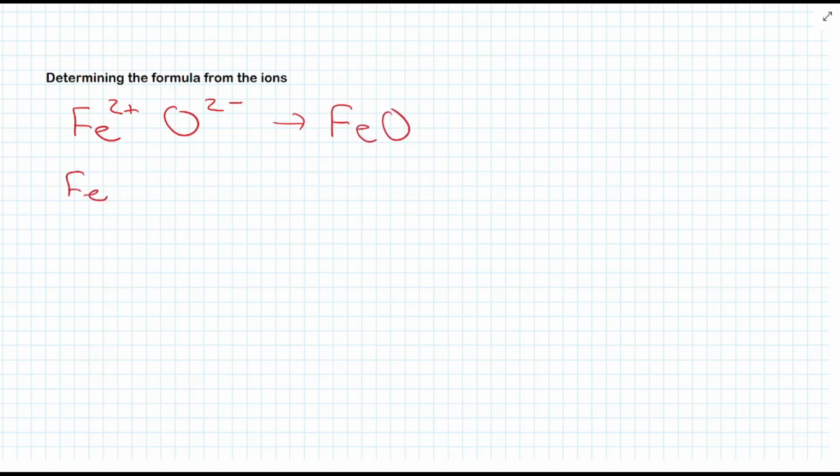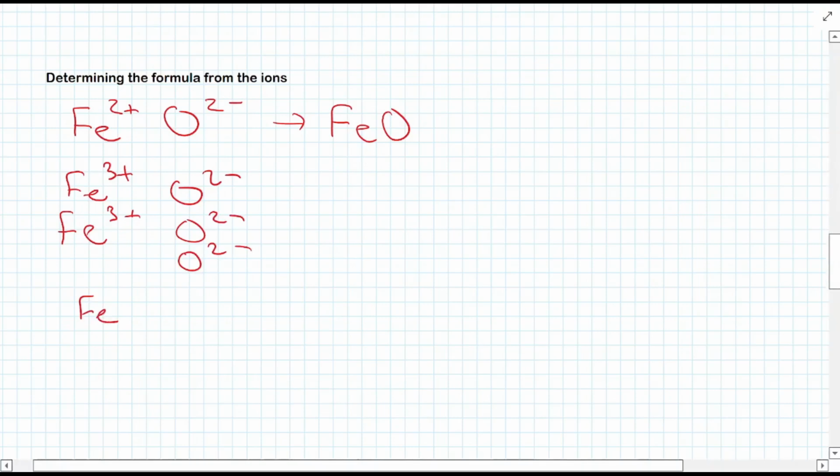But what about if it's Fe3+ and O2-? Well, in this case, it's a little bit trickier. And so we have a number of different strategies we use to make sure we get the right number of ions in the formula. The first one we can do is we can think of common multiples of each number. So in the 3 times table and the 2 times table, 6 comes up. So we're going to try to get to 6 on both sides. So I'm going to add another 1 here, and I'm going to add another 2 here, and I've got 6 on this side, 6 on this side, so I've got Fe2O3.